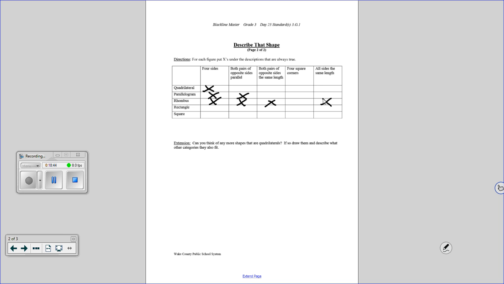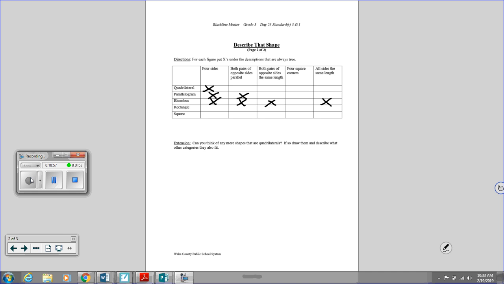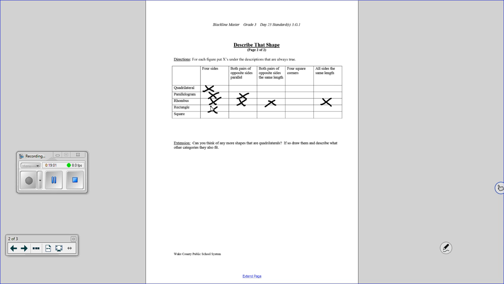Alright, I want you to finish this out. Do rectangle and square. Go through and mark off those categories. Think about it. Rectangles have to have 4 sides. Very good. What else for rectangles, Lindley? Both sets of opposite sides are parallel. Very good.